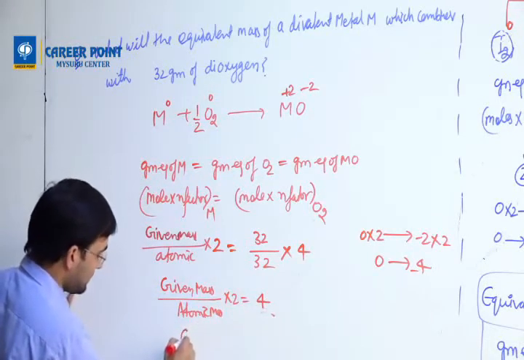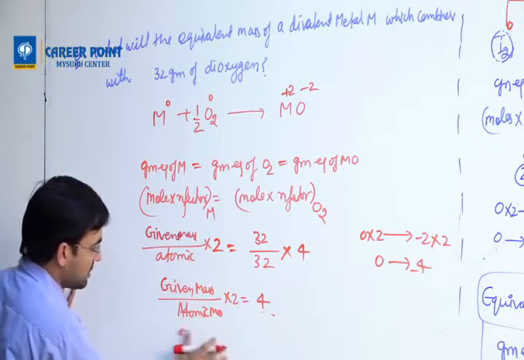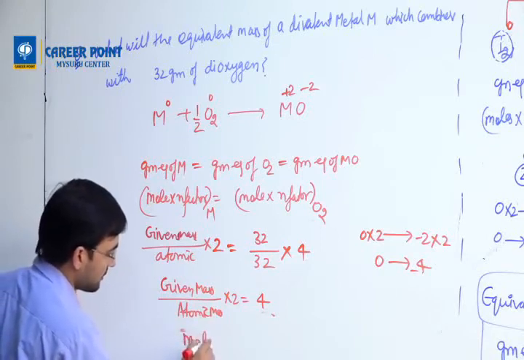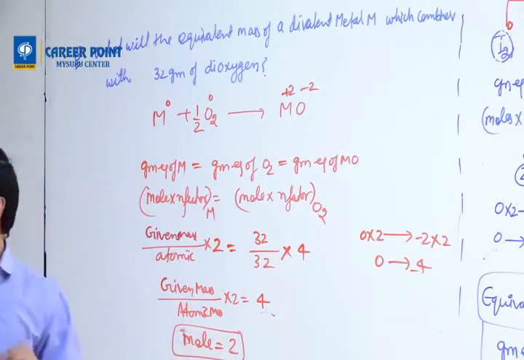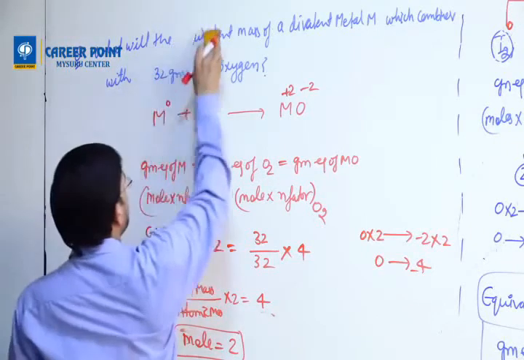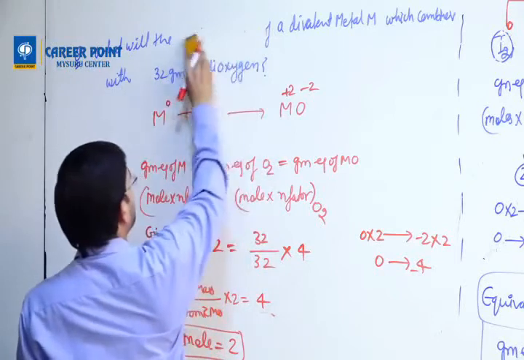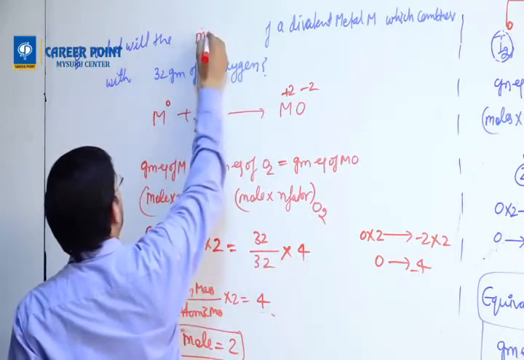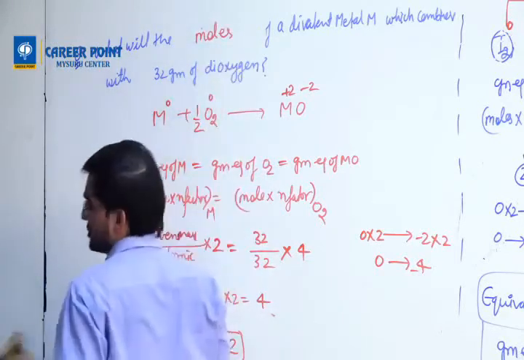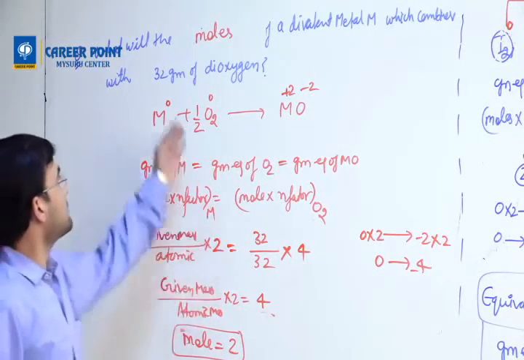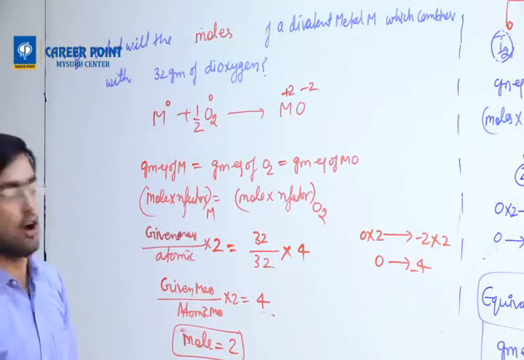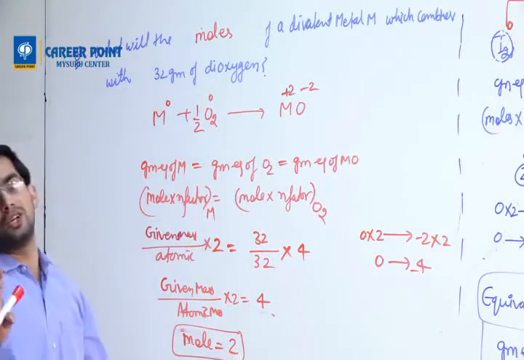Or then I can say given mass by atomic mass equals moles. Moles equals 2. Okay. Instead of asking for the equivalent mass, you can ask what will be the moles of a divalent metal M which combines with 32 gram of oxygen. So they combine 2 moles.